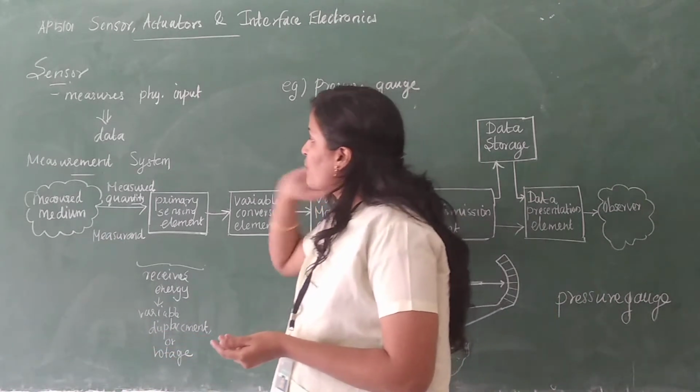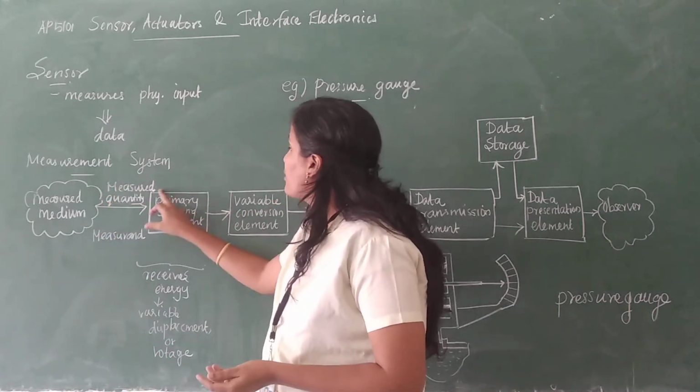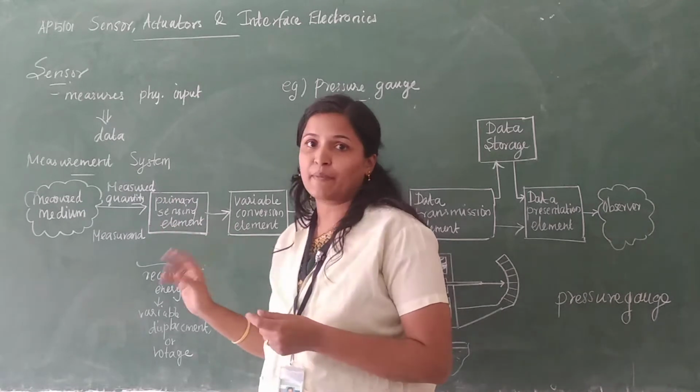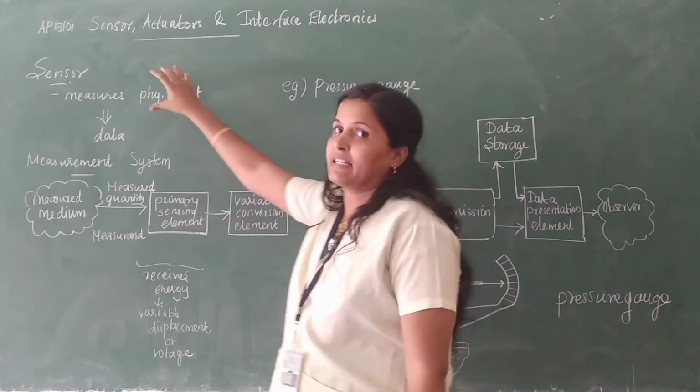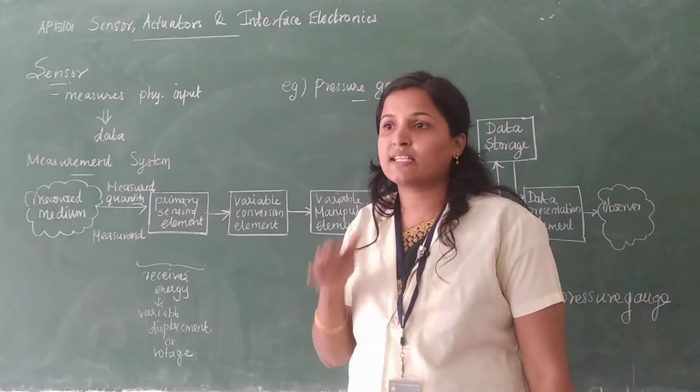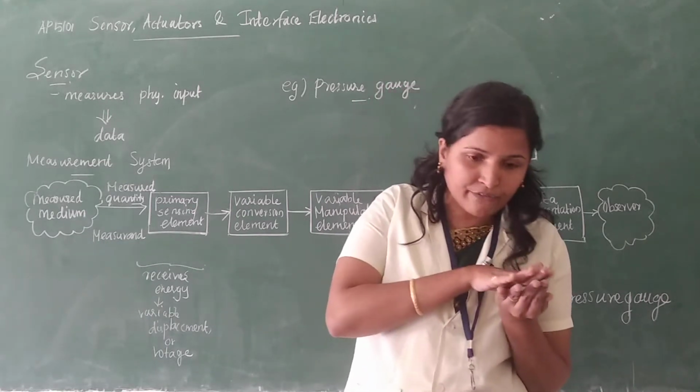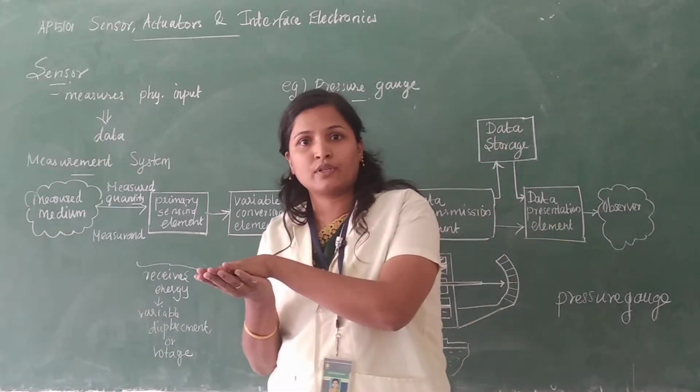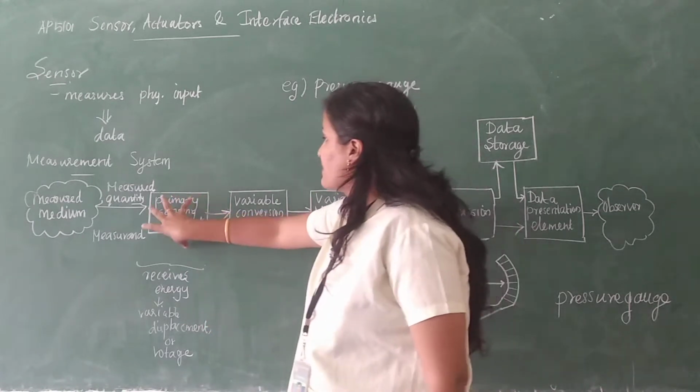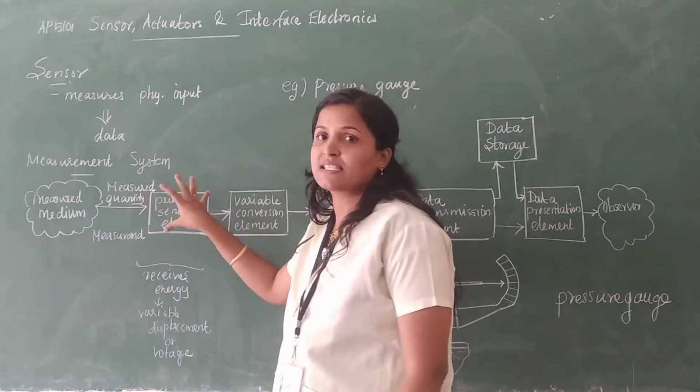So how is this measured? By using the primary sensing unit. It is nothing but the sensor, the actual sensor. So what will the sensor itself do? It will convert one form into another. That is the primary sensing. It is nothing but the sensor.